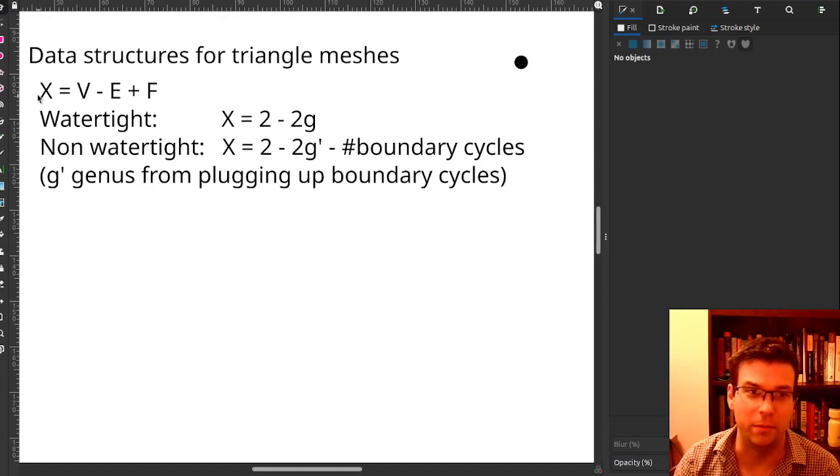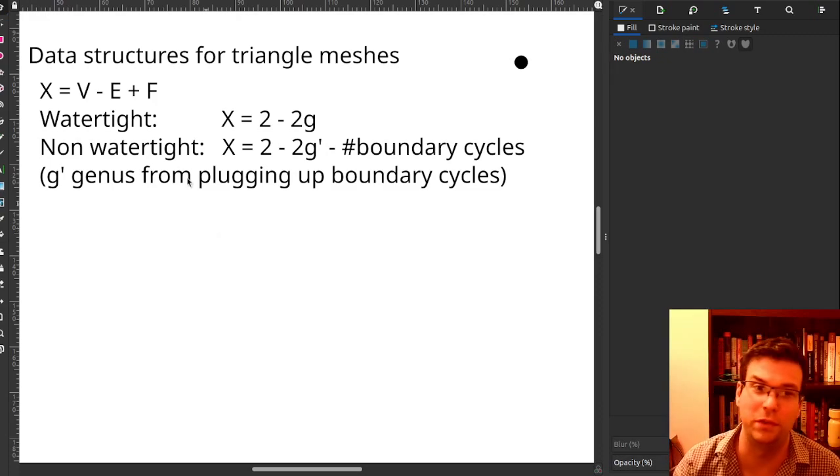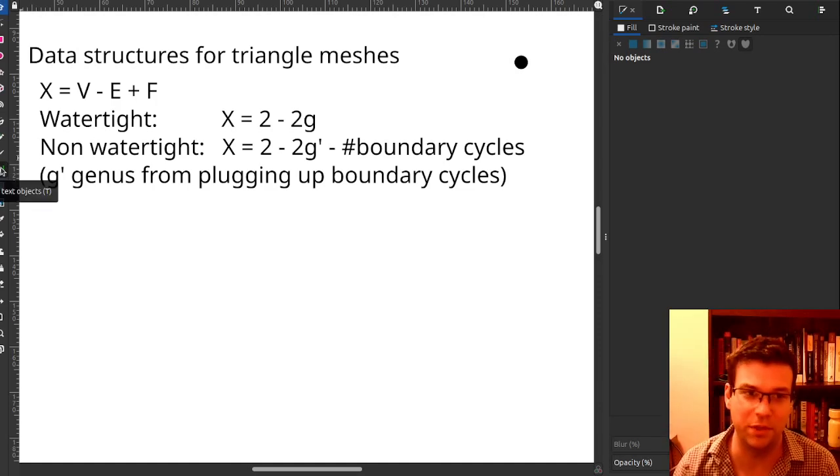This is one of the reasons the Euler characteristic is such a cool topological invariant, because you don't need to know how this thing is actually meshed. You don't need to know how many triangles or vertices. You just look at these coarser topological properties, genus and boundary cycles, and you can say what this number will be. All right. But I said I was going to be talking about data structures.